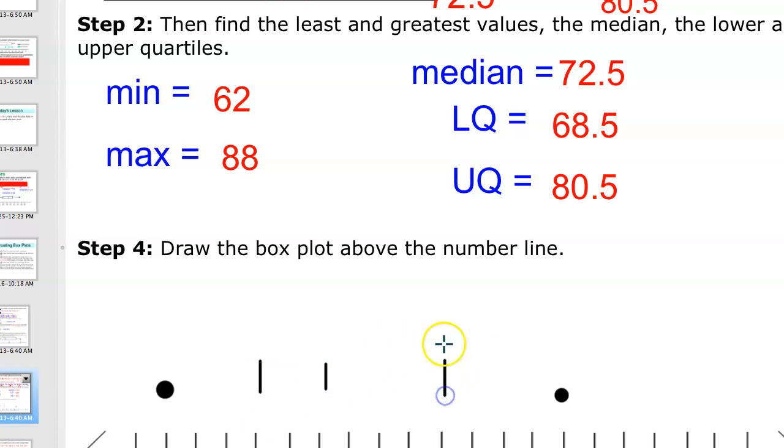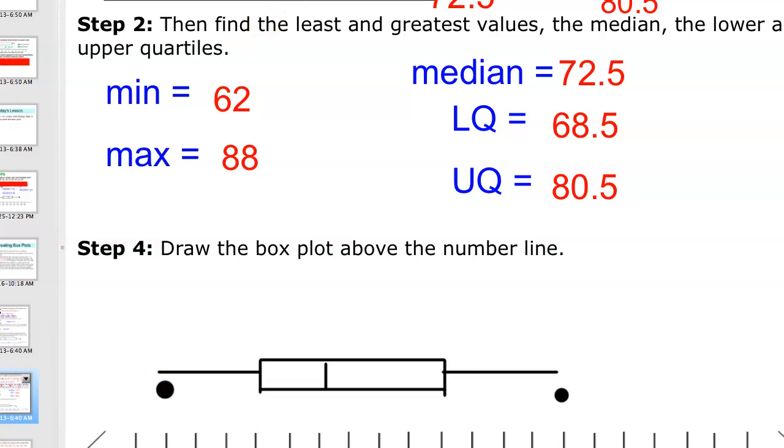So right there. All right, I'm going to connect these to create my box. Okay, and then I have to create my whiskers. Remove my dots. All right. I'm in, my max, there's my box. Okay, this is my box plot.